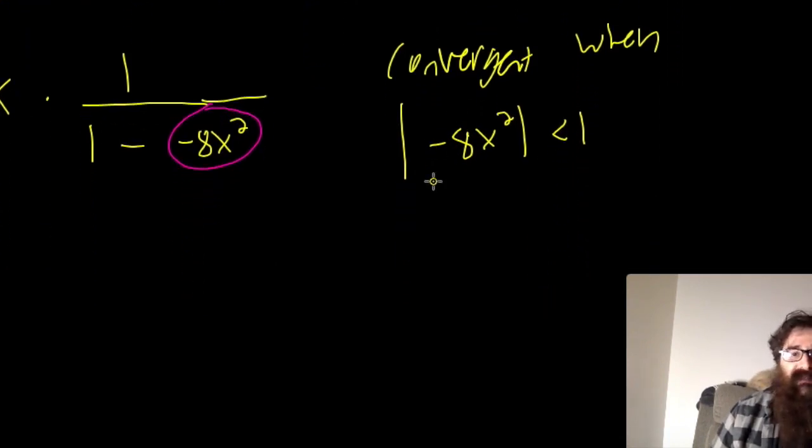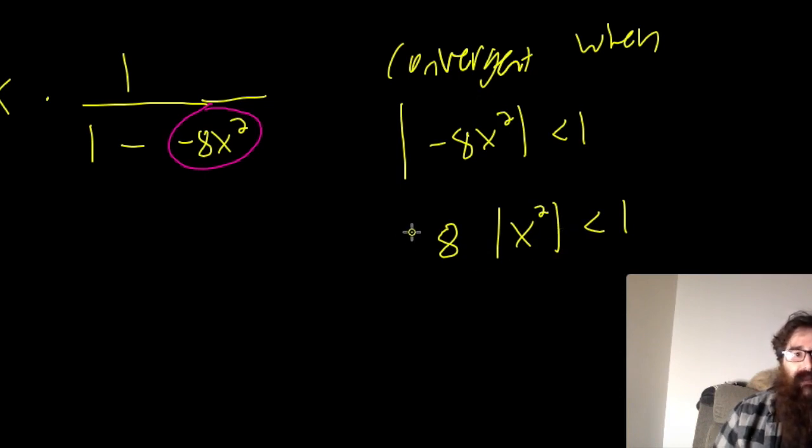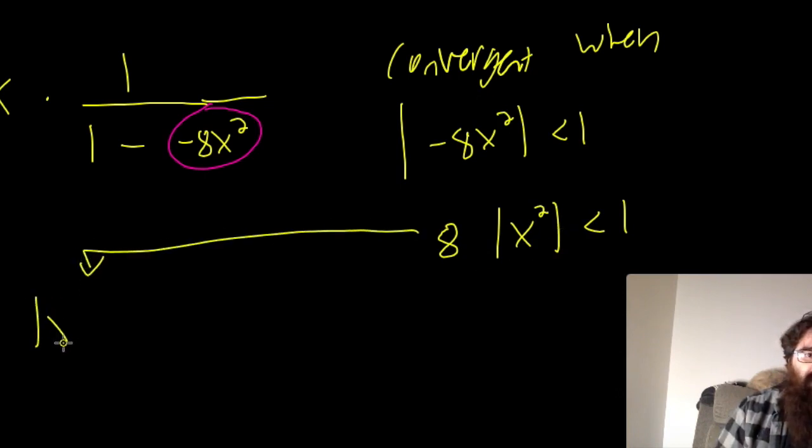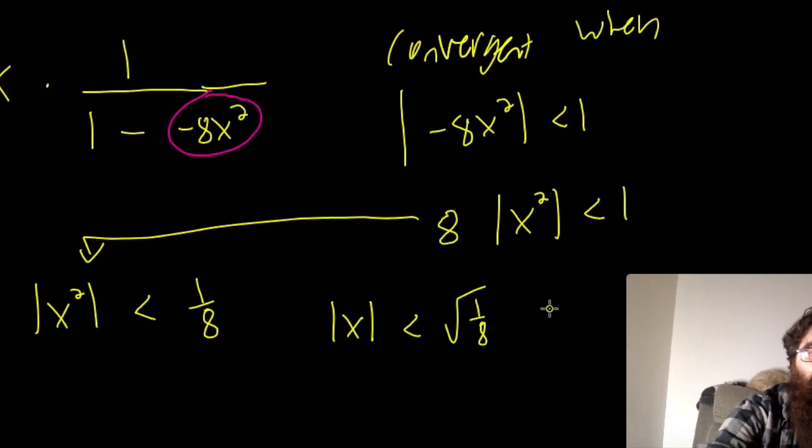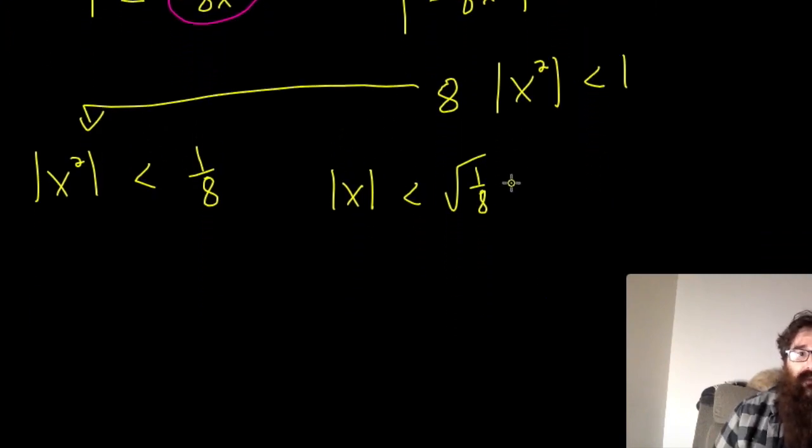First of all, the minus sign's gotta go. It's in the absolute value. The 8 then can come out as positive 8. Absolute value of x squared less than 1. Now I can divide both sides by 8 and say absolute value of x squared less than 1 over 8. And then I can take square roots of each side. So we can say absolute value of x less than square root of 1 over 8, which I could then use the quotient property of the square root, say square root of 1 over square root of 8, which is 1 over square root of 8.